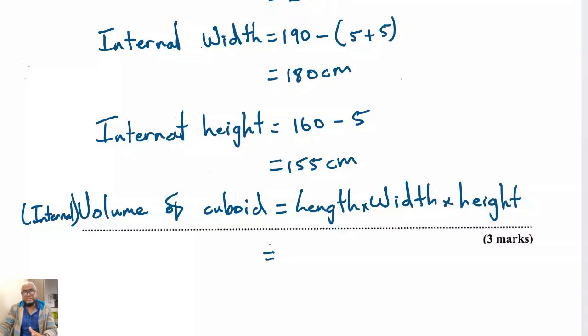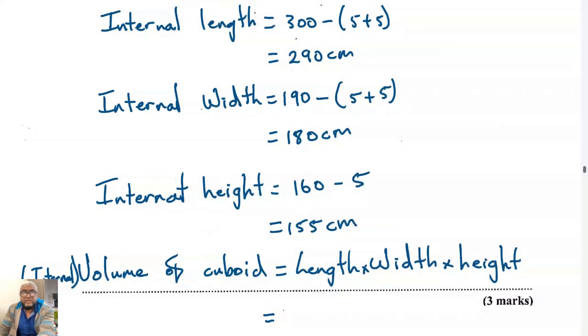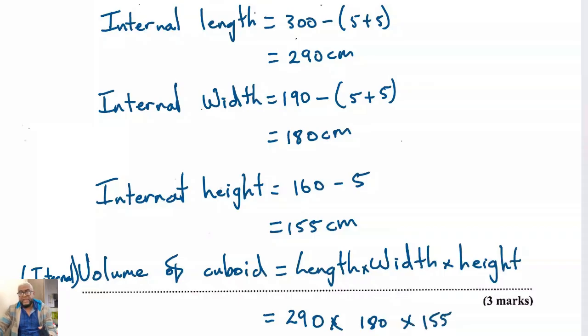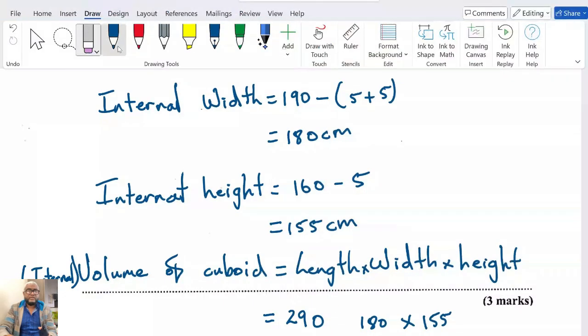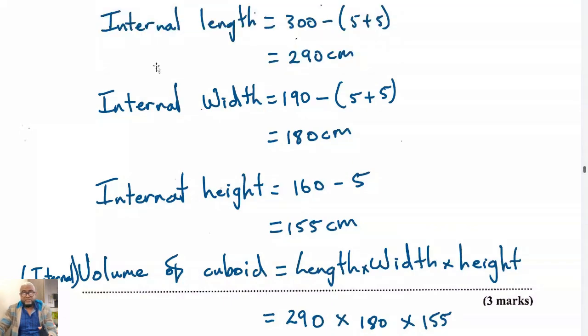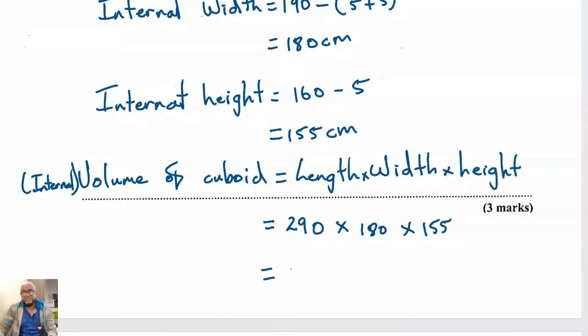What's the internal length? Remind me, what's the internal length? 290 multiplied by the internal width, 180 multiplied by the internal height, which is 155. What are we getting here when we multiply these? Work it out. Any answer? So this will be, what, 8 million 91... And since this is volume, this will be what? Centimeters cubed. Boom, bang.